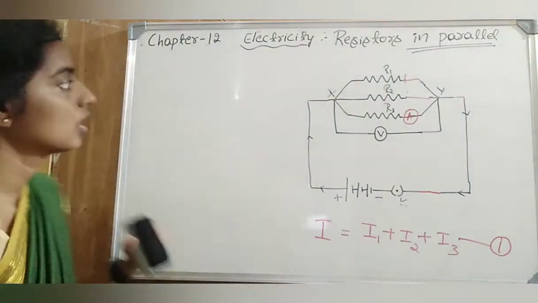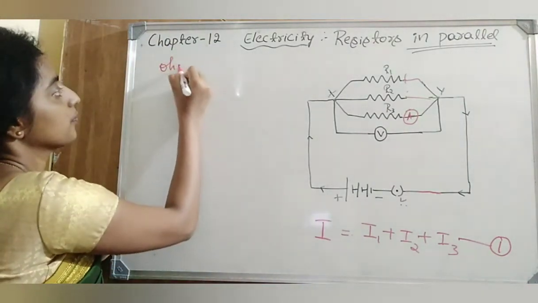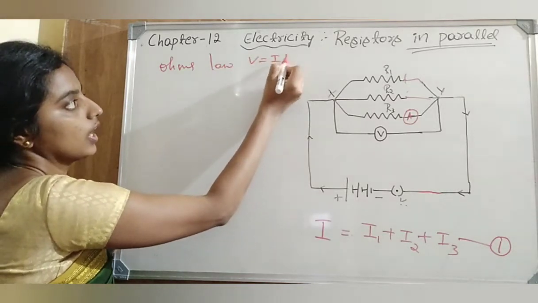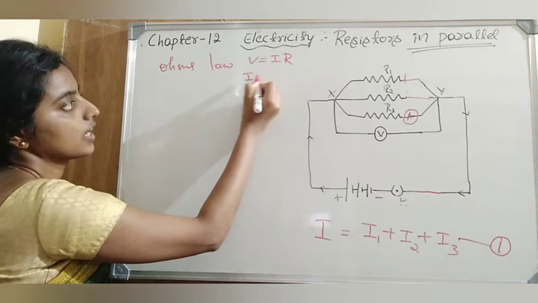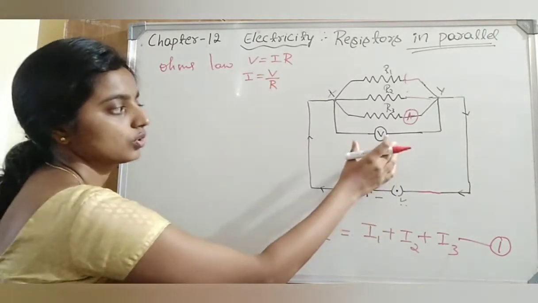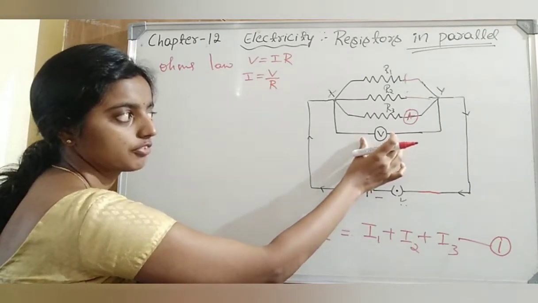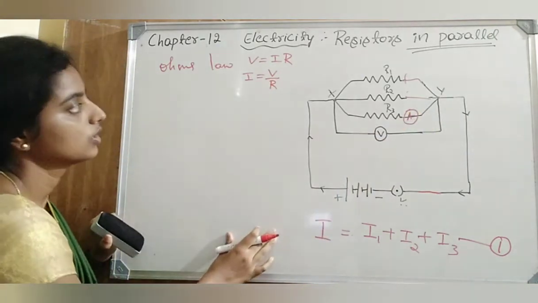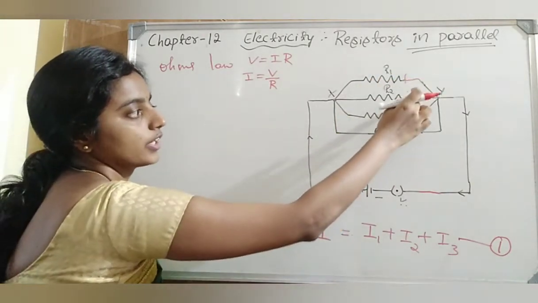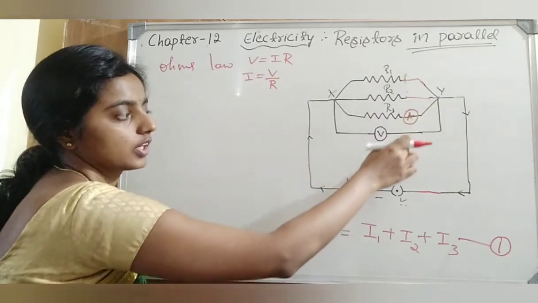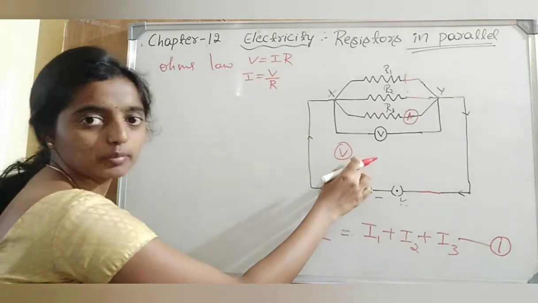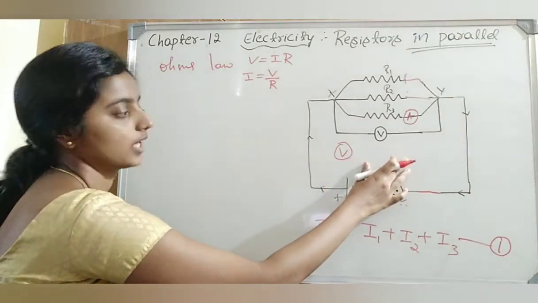Now we know that on applying Ohm's law, that is V is equal to IR, we can take it as I is equal to V by R. Now we measured both potential difference as well as current, right? So let us consider R1, R2, R3 resistors have I1, I2, I3 current and V1, V2, V3 potential differences, but we can take V as the same value, right? Because V is constant in parallel.